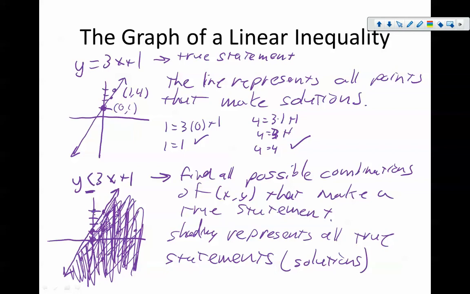This point right here is (0, 4). 4 is less than or equal to 3 times 0 plus 1. That's 4 is less than or equal to 1. That's false, right? Everything on this side of the line is going to be false. Everything on this side of the line is going to be true. So we shade the true statements.